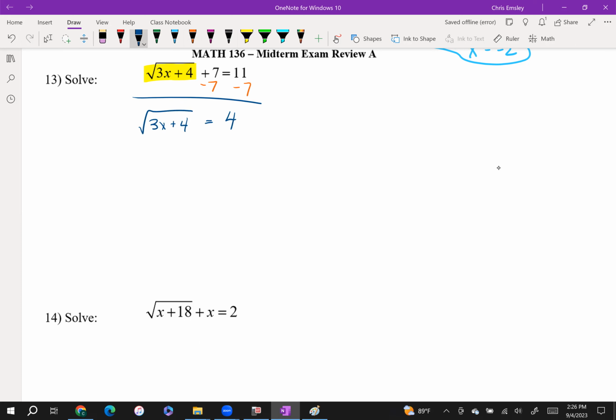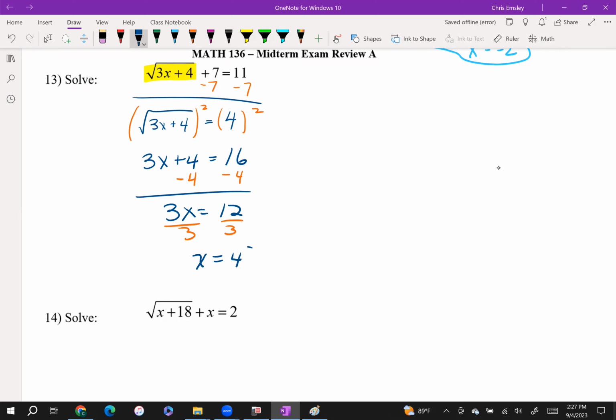Now we're ready to take care of that radical. We're going to do that by squaring each side since it is a square root. To clear it, we're going to square both sides. On the left, we end up with 3x plus 4 because the radical and the exponent cancel. On the right, we have 4 squared, which is 16. We'll then subtract 4 from each side and then divide each side by 3.